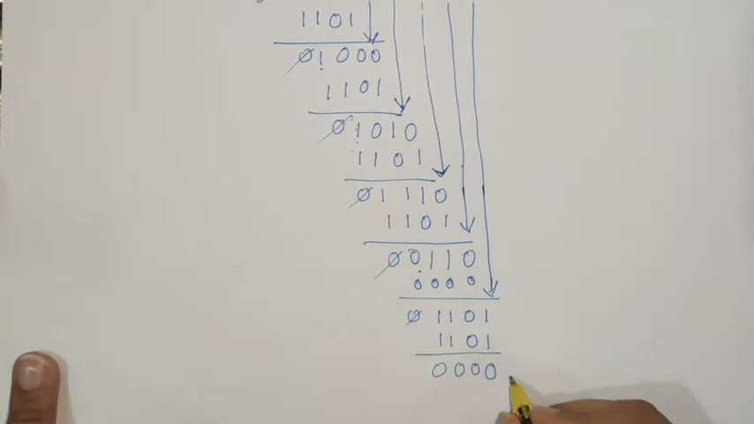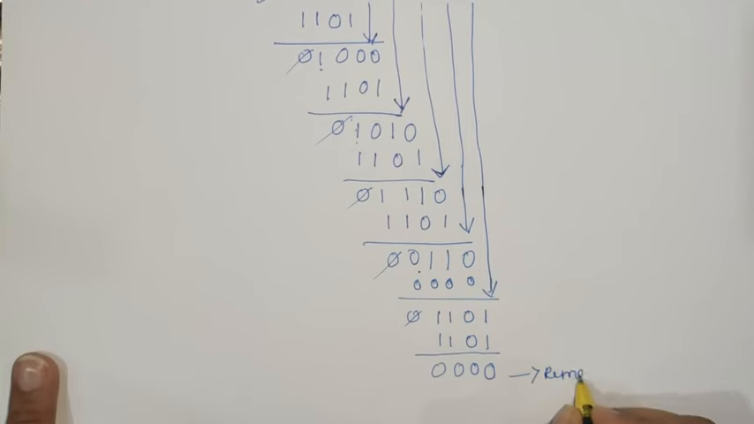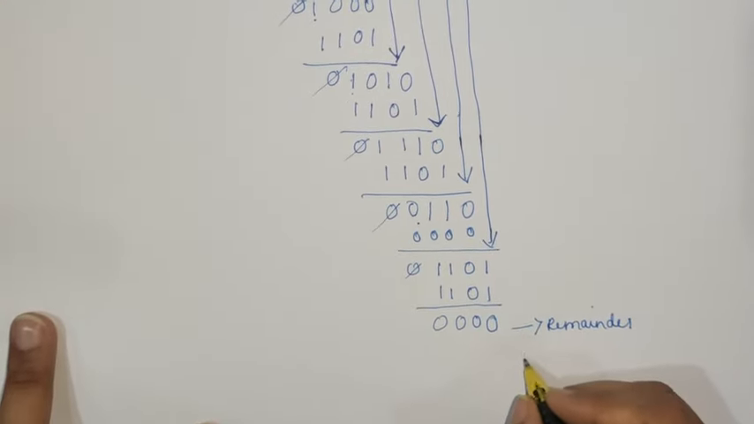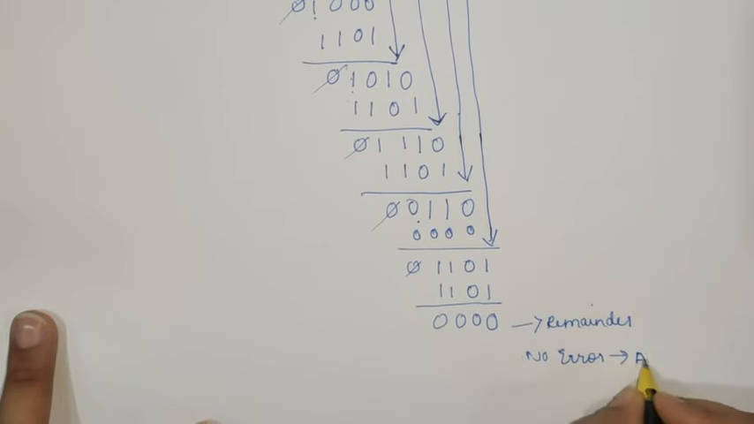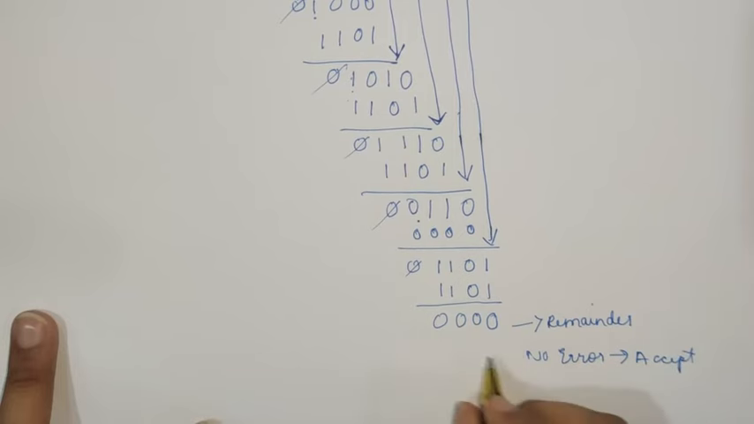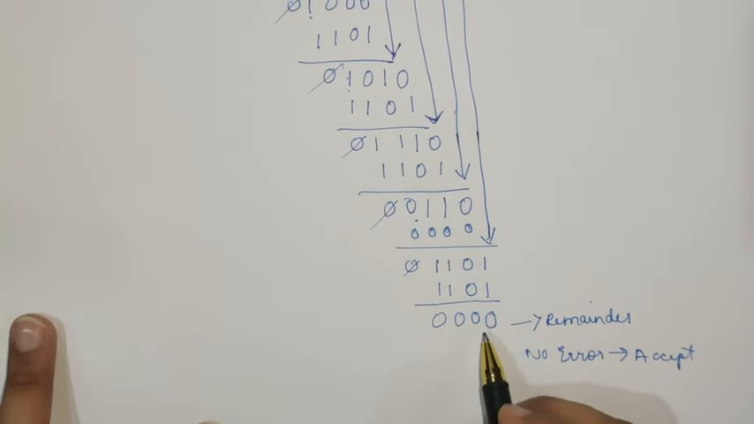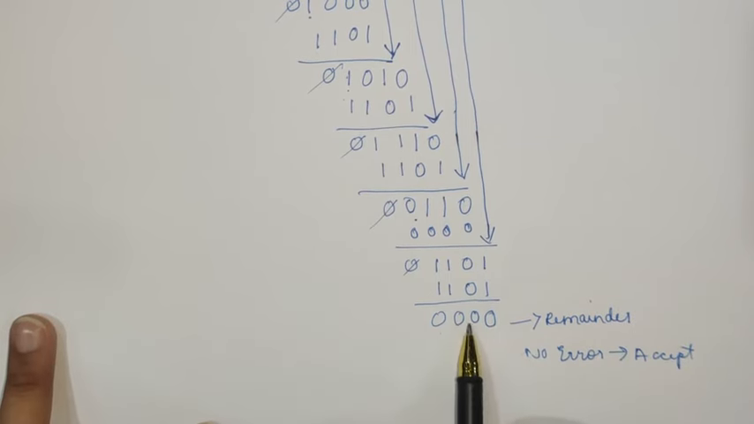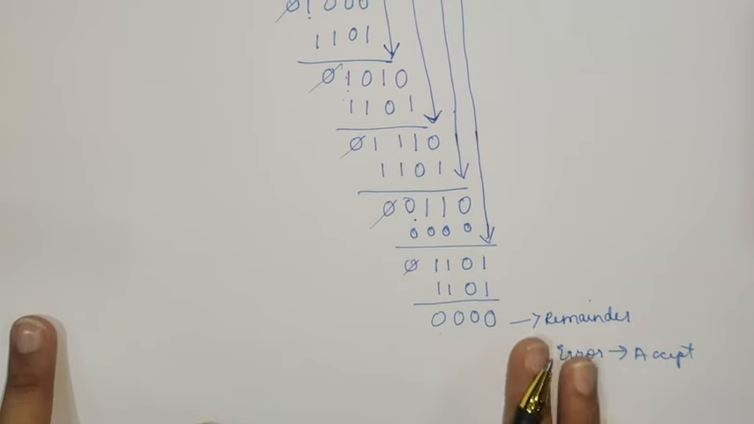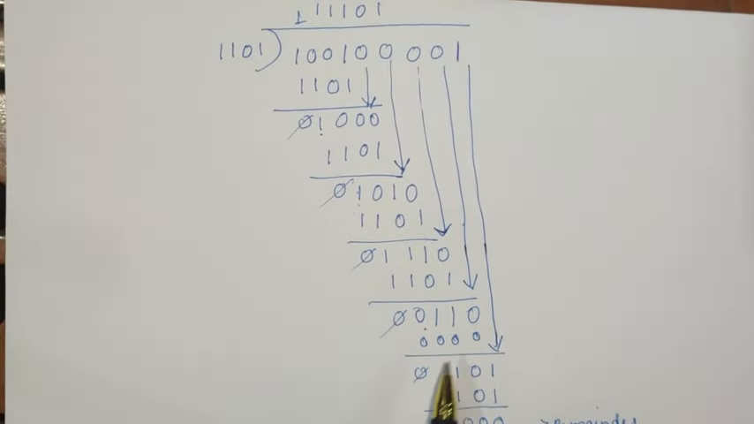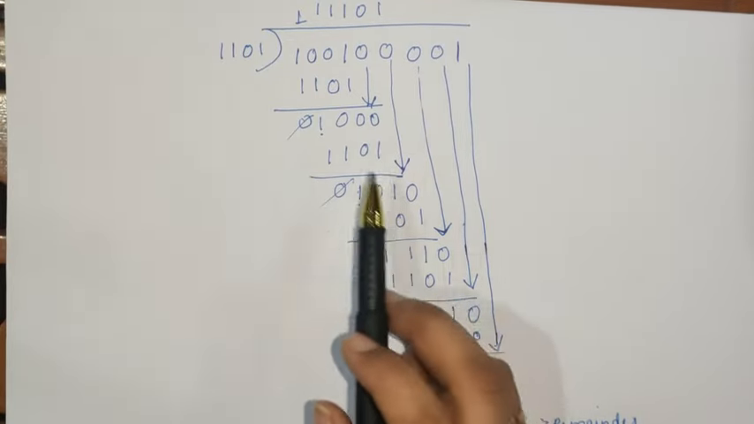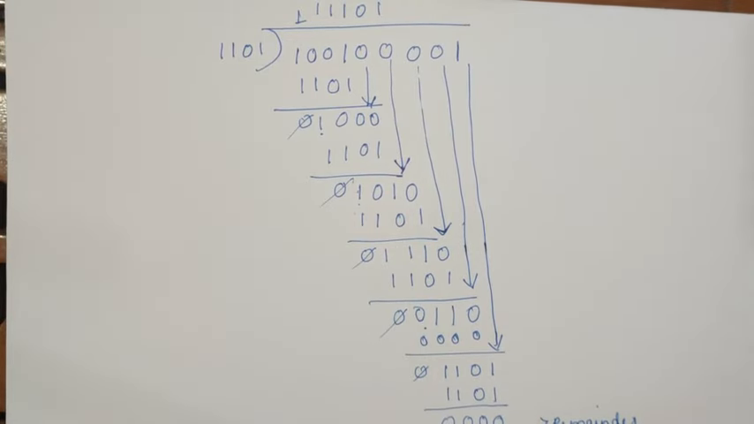Now as you can see, the remainder is now 0. Remainder 0 means what? There is no error. There is no error means we are going to accept the data. If any of these bits is 1, it means there is an error and we are going to reject the data. But as you can see, the remainder is 0, so we are going to accept the data. So this is how CRC actually works with the help of the division method, using XOR for finding whether there is any error or not.